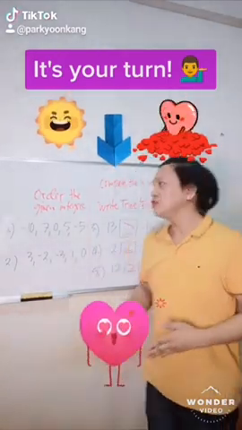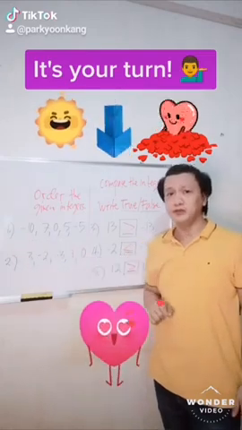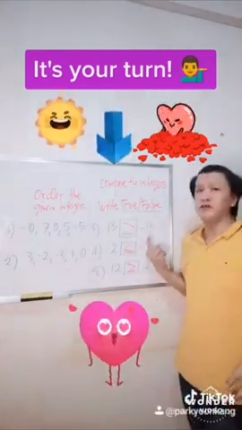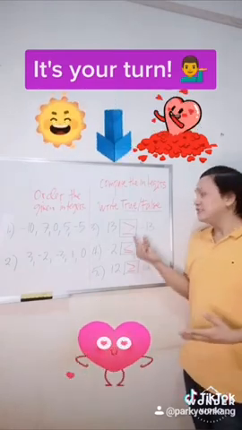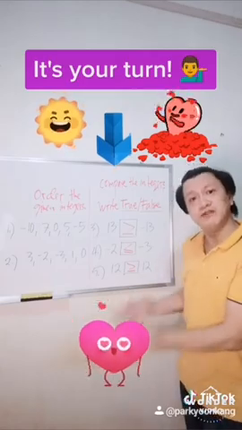Now it's your turn. You are going to order the given set of integers from number 1 and number 2. And from number 3, 4, and 5, just simply write true or false to compare the given symbols inside the box. Don't forget to leave your answers below.